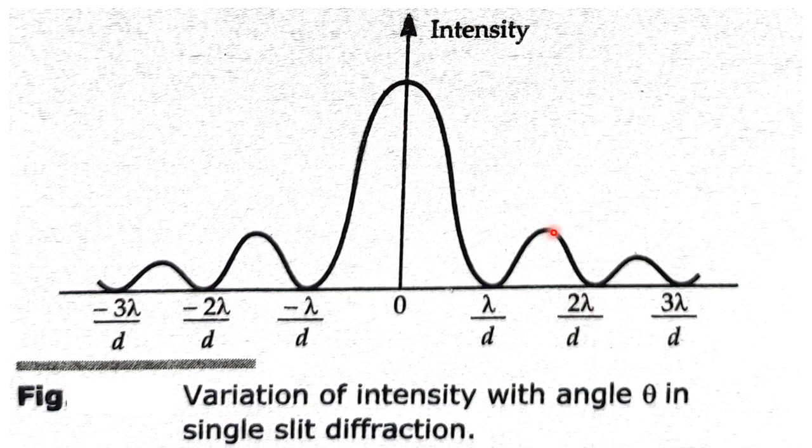Now as we go further, again we will get minima, then again we will get a maxima but this time of lesser intensity, again we will get a minima, again there will be a maxima but of lesser intensity, and this will continue until all of the screen becomes dark. So this is the variation of the intensity. The same will apply on the other side of the graph. So this is the variation of the intensity with angle θ in a single slit diffraction.